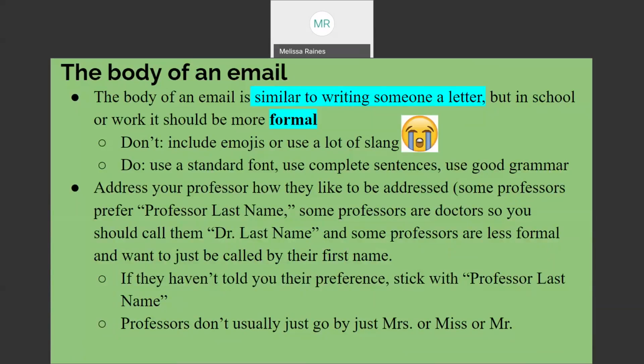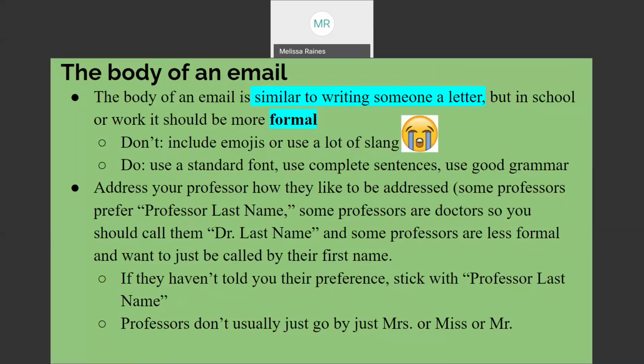The body of an email. This is the part where you're going to actually write what you want to say to the person you're emailing. It's similar to writing someone a letter, but in school or work, it should be more formal. So don't include emojis or a lot of slang. Use a standard font like Times New Roman. Use complete sentences and use good grammar. Try to make sure you at least proofread your message once before you click the send button.